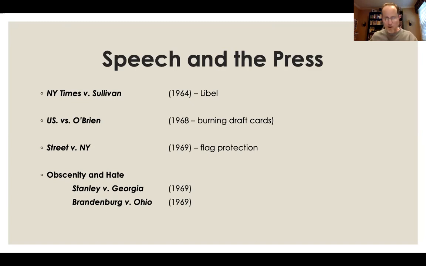We go back to US v. O'Brien, and it's the idea of the burning of draft cards. Street versus New York is not that dissimilar. It's a gentleman who was upset with the shooting in 1966 of James Meredith.